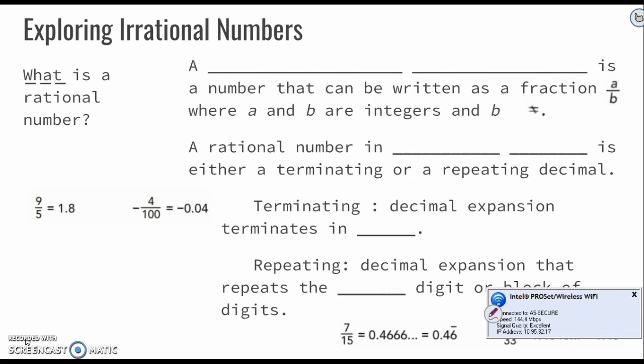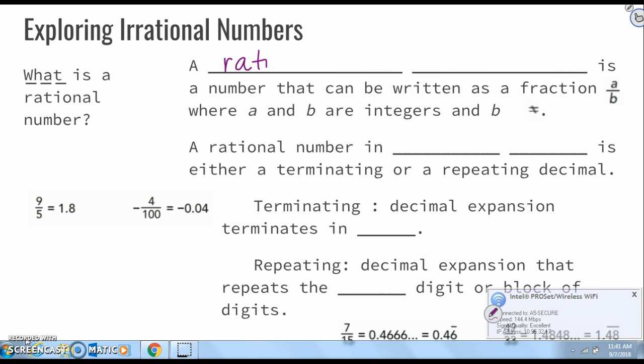A rational number is a number that can be written as a fraction. The fraction should be written as a over b, where a and b are integers and b is not equal to 0.